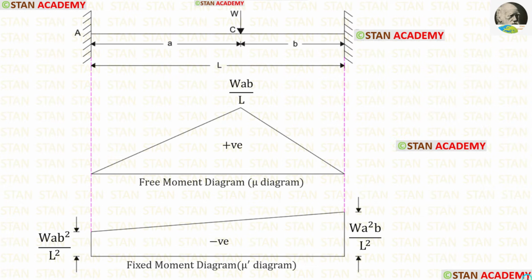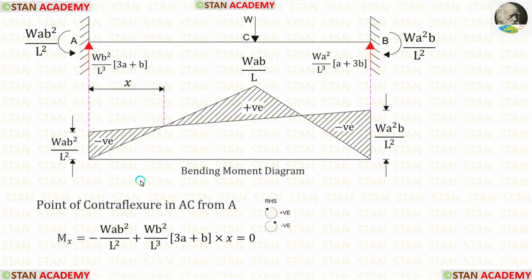Now we are going to draw the bending moment diagram. For that, we have to combine the free moment diagram and the fixed moment diagram. You can see that I have combined both of the diagrams. Now we are going to find out the point of contraflexure. Point of contraflexure is the point where the bending moment changes its sign.